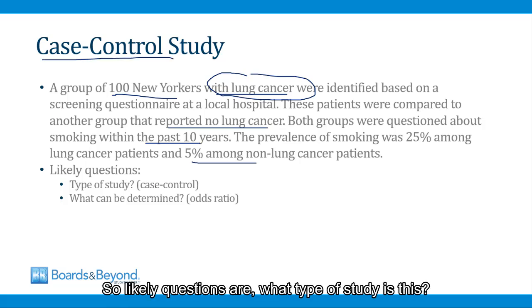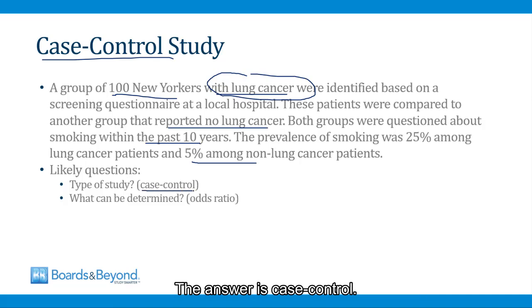So likely questions are: what type of study is this? The answer is case control. And what can be determined? The answer is an odds ratio.